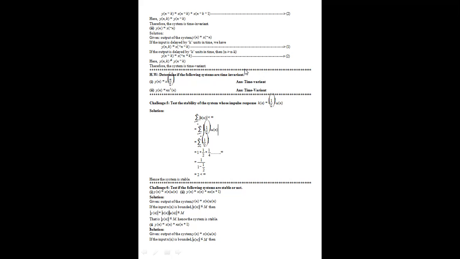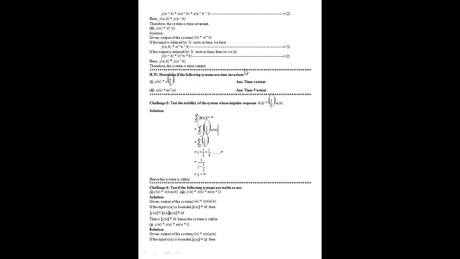By giving some examples: y of n is equivalent to x of n by 2, and the next one, y of n is equivalent to n into x squared of n. Okay, the last problem we need to know is to test the stability of a system y of n is equivalent to 1 by 2 whole to the power of n into u of n.